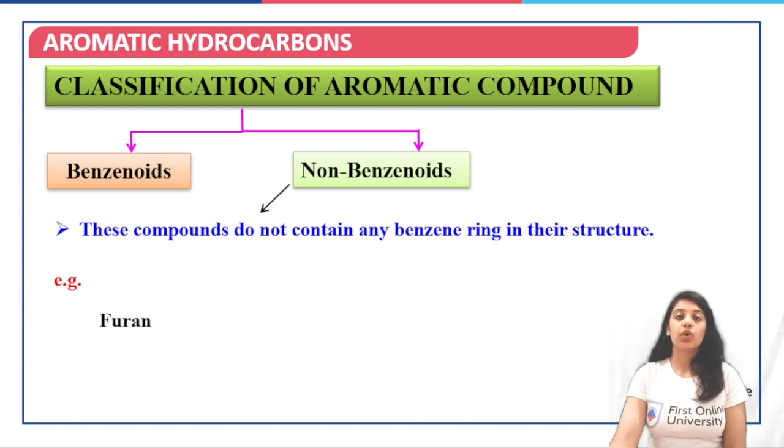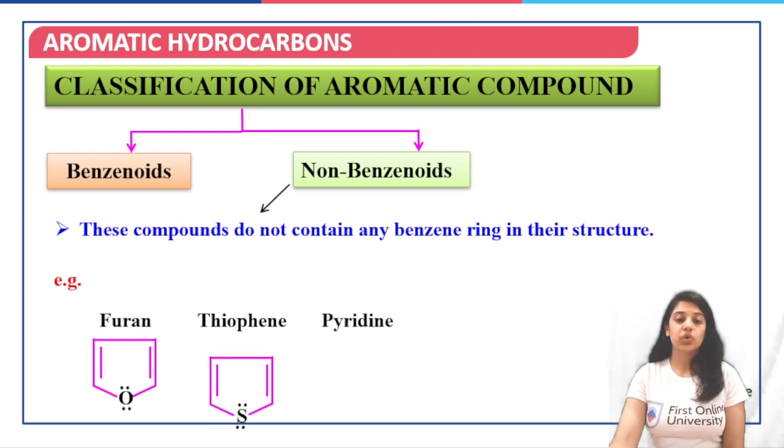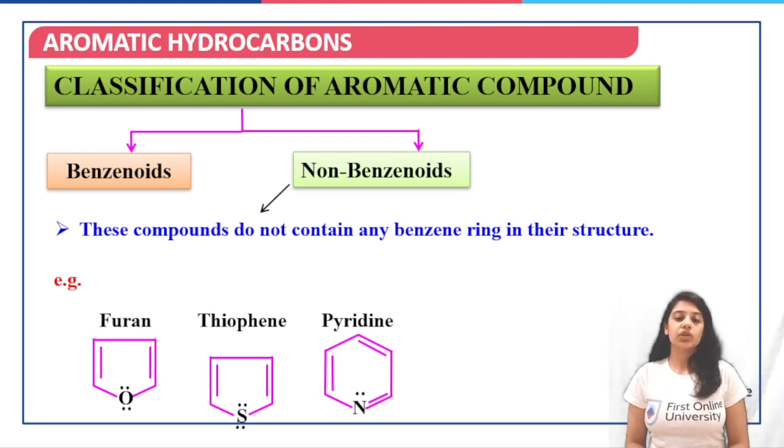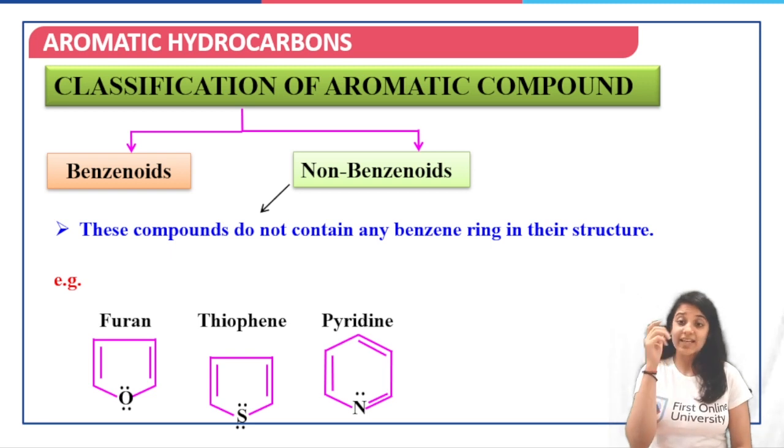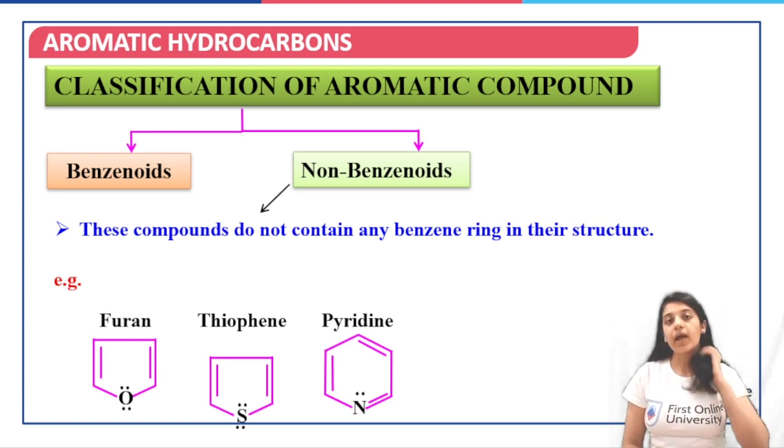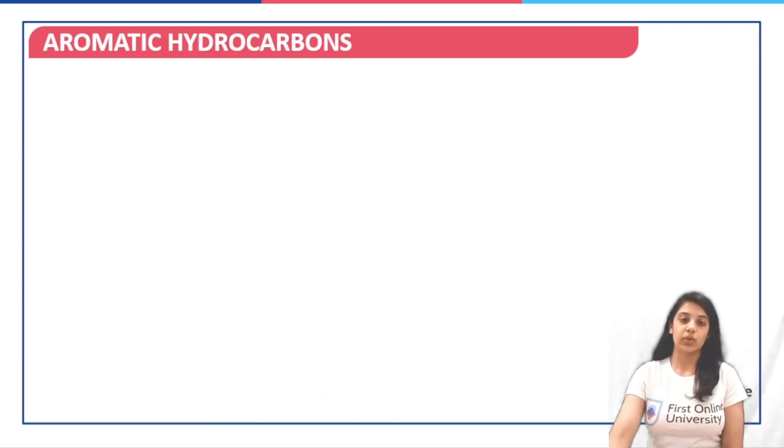For example, if I talk of furan, that is this structure, there is no benzene ring present. So it's an aromatic compound, but it is non-benzenoid. Thiophene, similarly, is non-benzenoid. Pyridine is non-benzenoid. Now you will see that somewhere the structure of pyridine matches with that of benzene, but an exact benzene ring should be present in the structure for any compound to be called a benzenoid aromatic compound. Whereas in pyridine, we have a nitrogen present in place of carbon, and therefore this is not a benzene ring, and we call it a non-benzenoid aromatic compound.